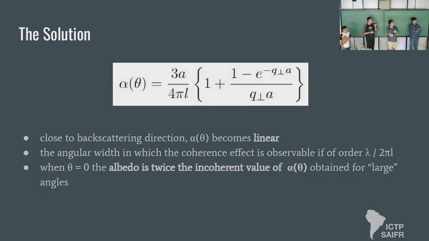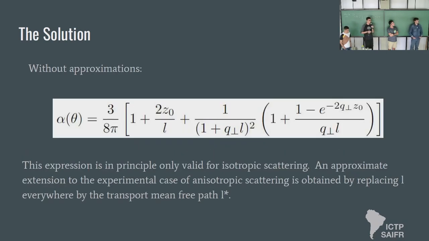First, when it's close to the backscattering direction, I mean when theta is close to zero, it becomes linear, almost a triangle function. The angle at which the coherence effect appears is on the order of lambda divided by 2 pi L. And I think the most important is when theta is equal to zero, which means exactly in the direction of the backscattering, the albedo is exactly twice the incoherent value obtained for large angles. And if we do not use this approximation, we get this expression when we solve that integral. This expression has a shape that is close to what we obtain experimentally.